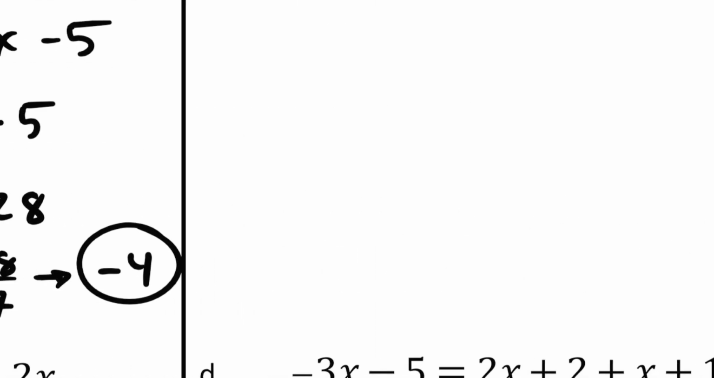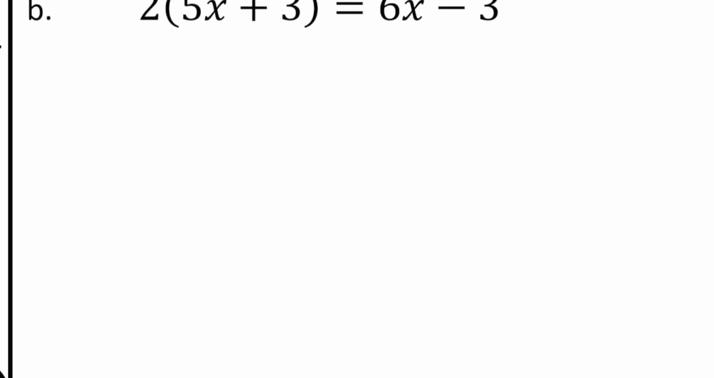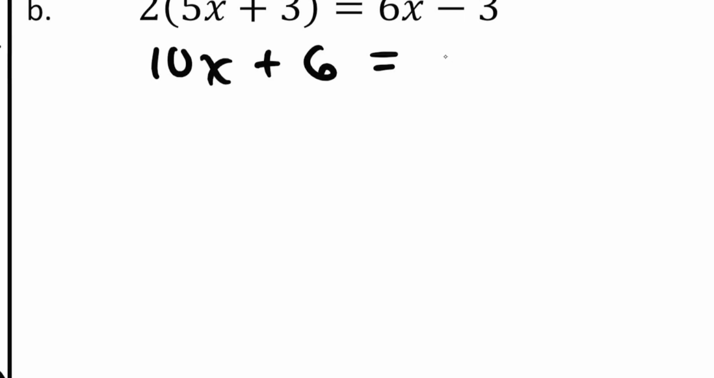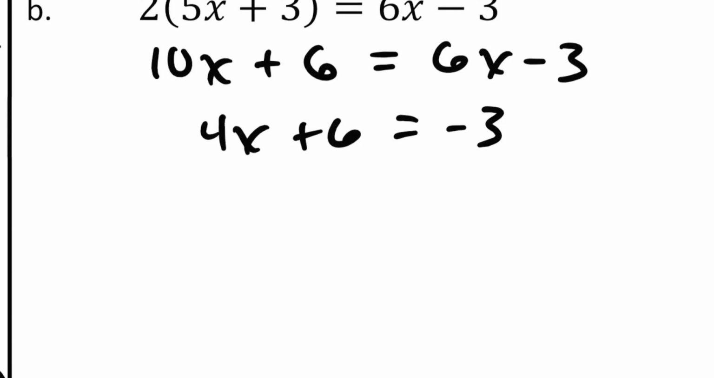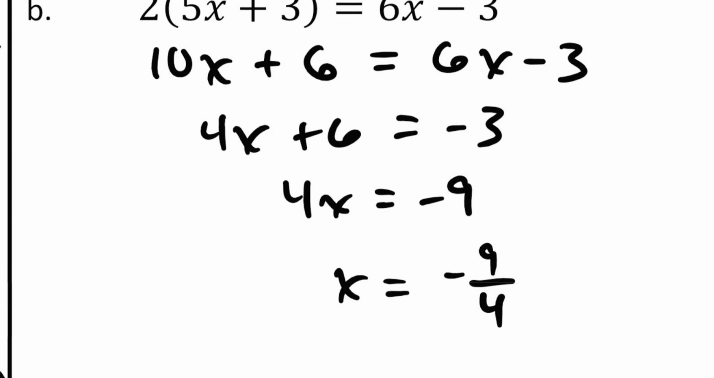For problem B, solving for x here, this is going to become 10x plus the number 6 is equal to 6 times x minus 3. If I take away 6 x's from each side, this becomes a 4x over here. And then if I subtract 6 from each side, this becomes 4x is negative 9. And then as a final step, I'll just divide both sides by 4. X is negative 9 over 4. There's no common factors there, so I wouldn't reduce that fraction. I would just leave my answer as negative 9/4.